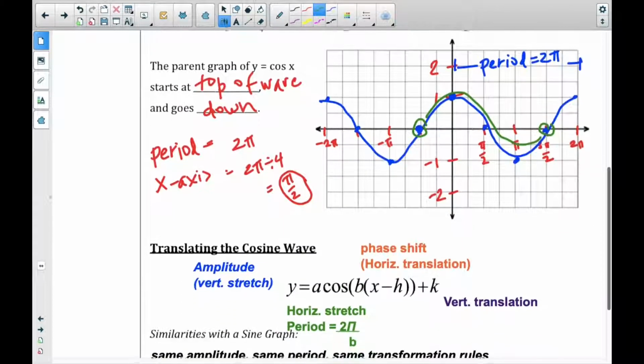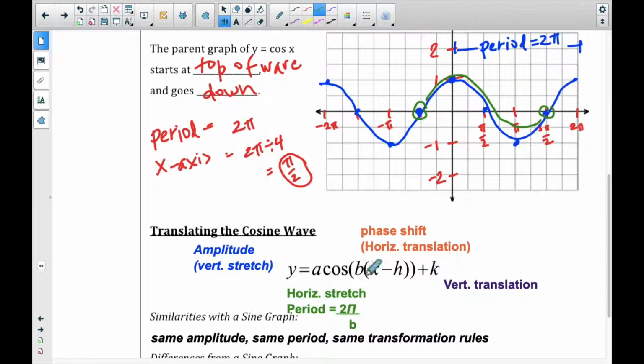All of those high-low rules that we had before, literally all I did was copy and paste those rules and put them here. So the A is still the amplitude, the vertical stretch. The B is still the horizontal stretch. We find it by taking 2 pi over b. The phase shift is horizontal translation. That means that it goes left and right.